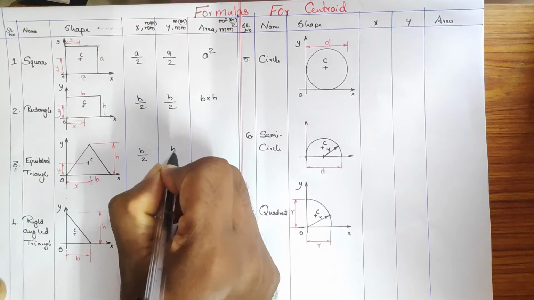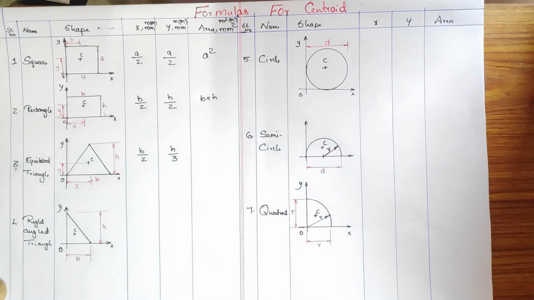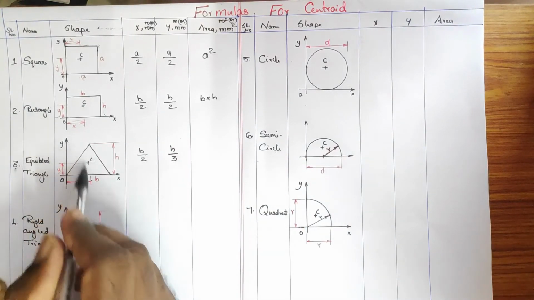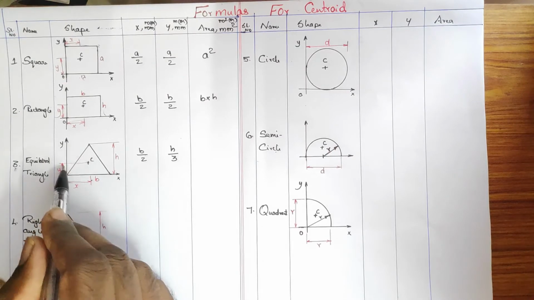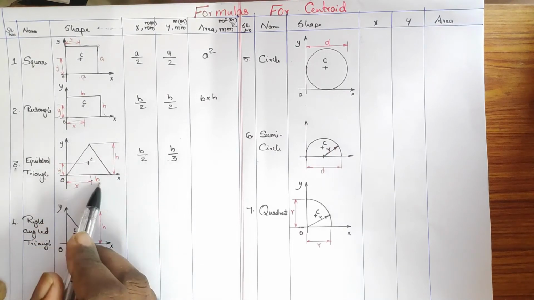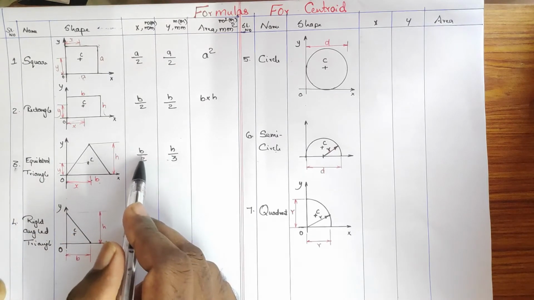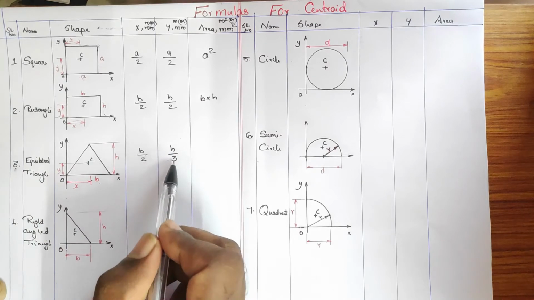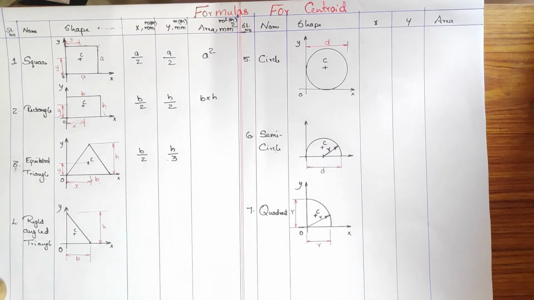By h divided by 3. One by 3 times of its height when you come into the y axis, the length will be... Keep it, remember. So for x direction, equilateral triangle is B by 2, and for the y it is h by 3, right? Keep it in your mind.